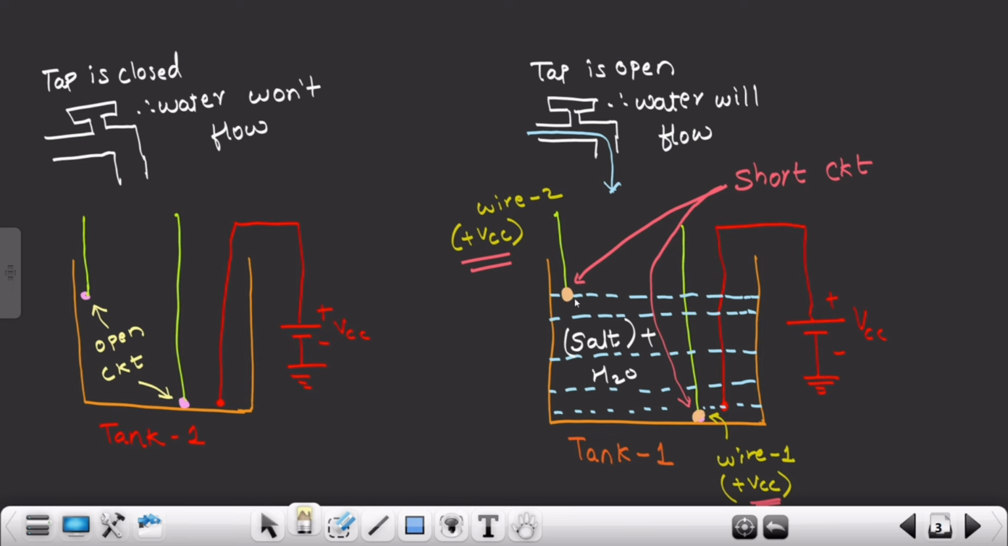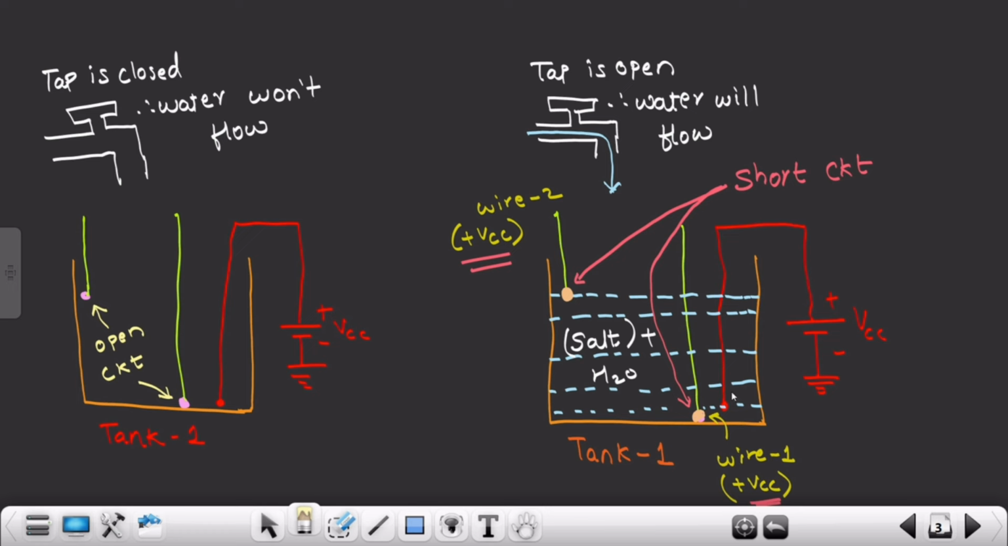And the moment it gets filled till this point, since we had immersed VCC and we had added salt in this water. But make sure whenever you are adding salt in this water, stir that water so that it gets mixed with the water appropriately.